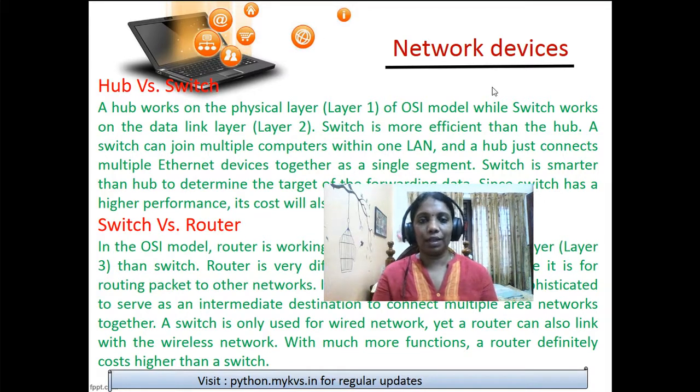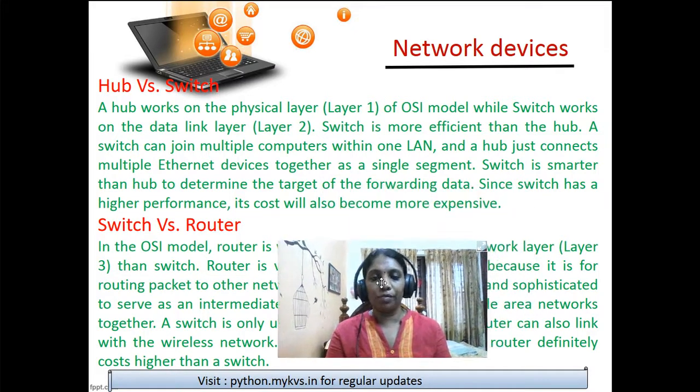Now, what they have to talk about is that a hub works on the physical layer. You don't have to worry about that. OSI is your Open Systems Interconnection model, which is a very big portion of your network, but you don't have to say that. You can just say a switch is more efficient than a hub. The reason we already told: a switch can join multiple computers within one LAN, and the hub just connects multiple Ethernet devices.